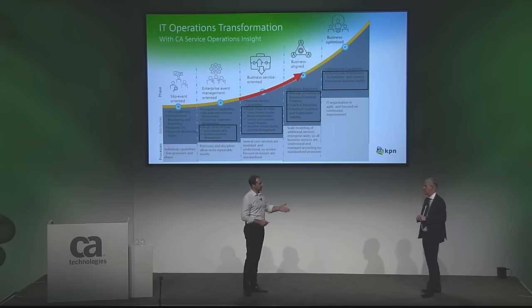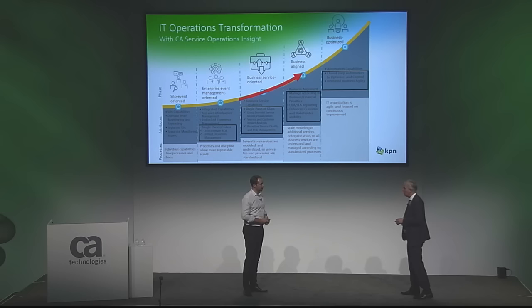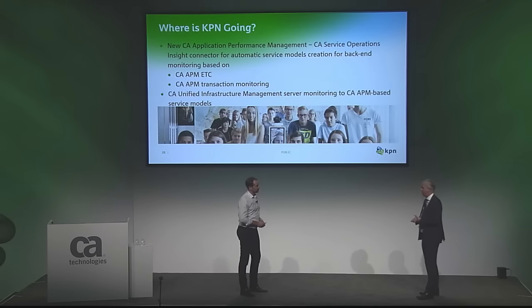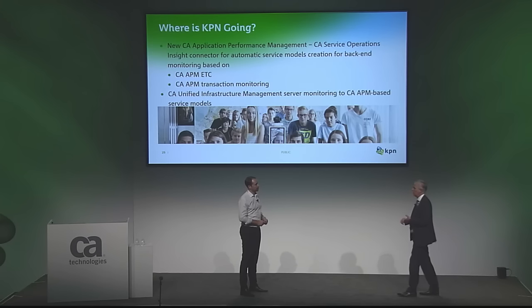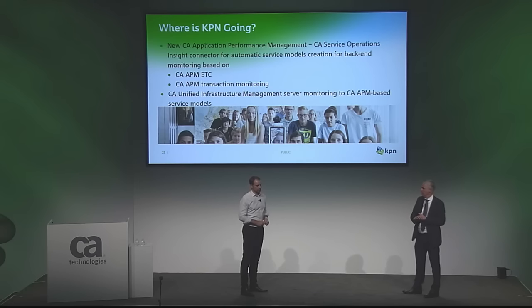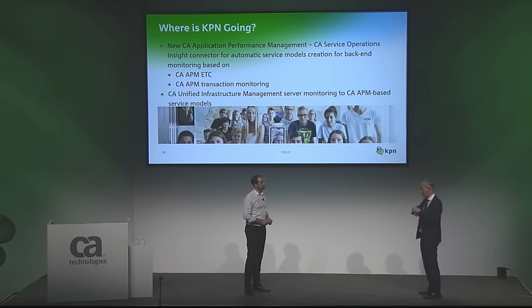And the next, where is KPN going? The next iteration here: we have a big APM project running, so setting up Enterprise Team Center from APM. The new connector is based on that model. That's really what we're going to spend time on. So part of our question, probably there will be some better APM connectors, more functionality. And the good thing is we don't have to think about a service model because that's being maintained automatically.